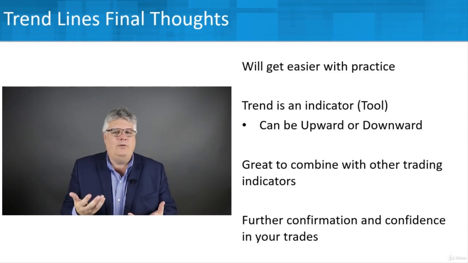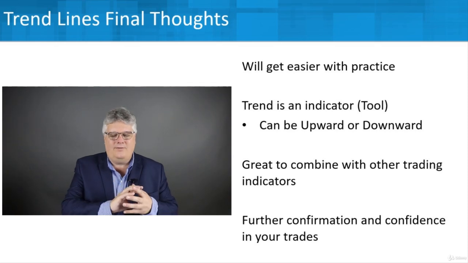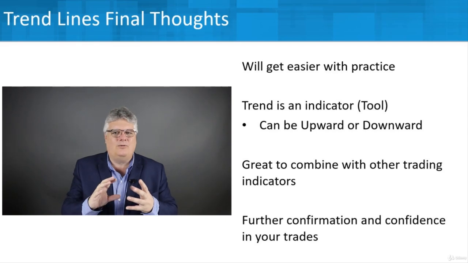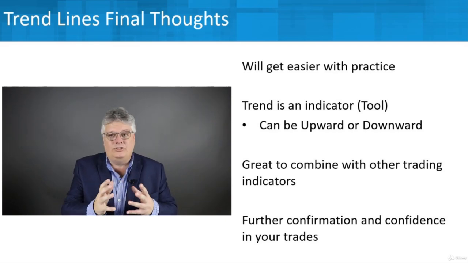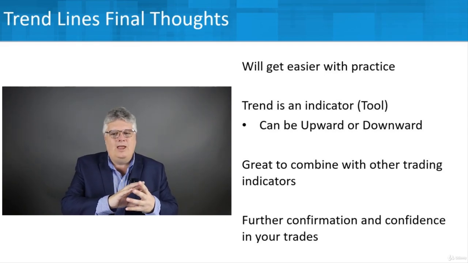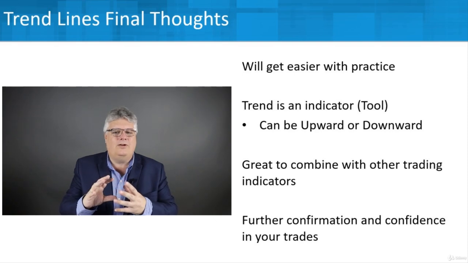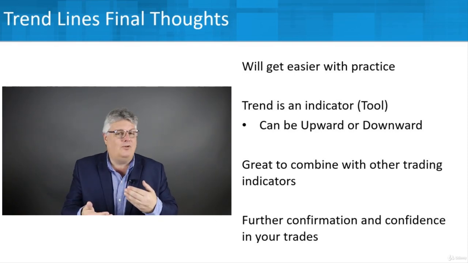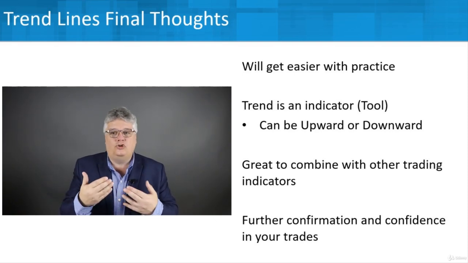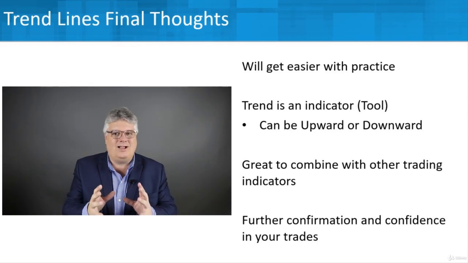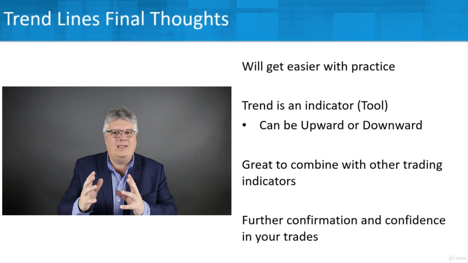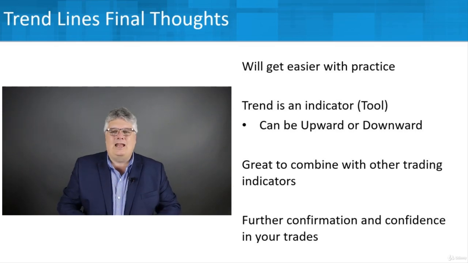And it's great to combine with other trading indicators. So if you have an upward trend, you could use another indicator like a moving average crossover, Bollinger Bands, or candlestick patterns, of the many indicators out there that we're going to learn about. That will help give you further confirmation and confidence in your trades, and confirmation that you've drawn the trends correctly, and that it's all making sense and working out and being as predictable as anything can be.